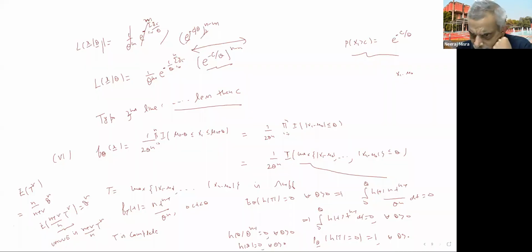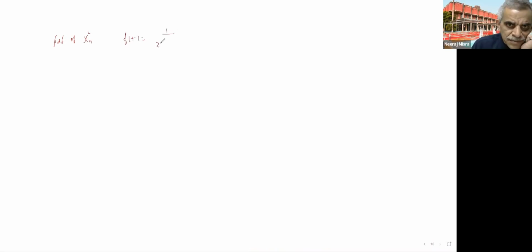So actually, if you look at it, X has a chi-square density, right? What is the PDF of chi-square? The PDF of chi-square is 1 by 2 to power n by 2, Gamma n by 2, e to power minus t by 2, t to power n by 2 minus 1.